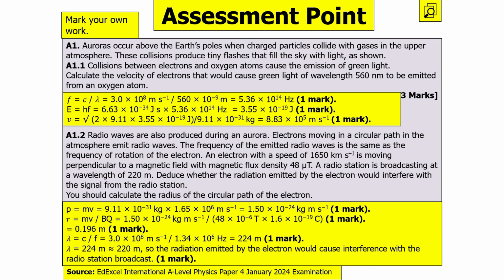Next, we know that momentum is mass times velocity, so it's 1.50 times 10 to the minus 24 kilogram meters per second. r is equal to mv over Bq, so we work it out to be 0.196 meters. Lambda is equal to c over f, so therefore it's 224 meters. So we can see that the wavelength is about 220 meters. So this tells us, by the fact the radio station is broadcasting at about 220 meters as well, the radiation emitted by the electron will cause interference with the radio station broadcast.